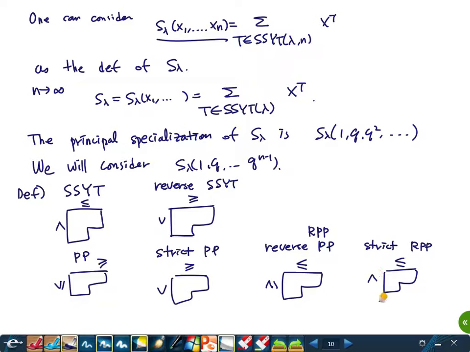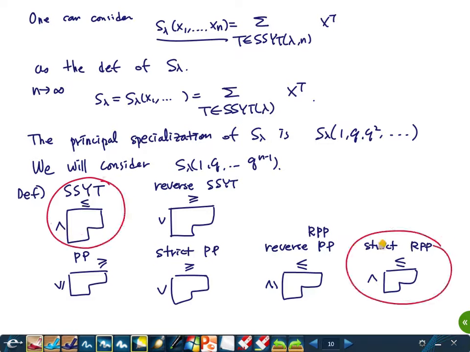But you can notice here that some of them are really the same. A semi-standard Young tableau is exactly the same as a strict reverse plane partition. So you don't have to use this, because it's already there. Semi-standard Young tableau is more common, so we are not going to use this. And also, reverse semi-standard Young tableau is the same as the strict one, right? These two are the same. These two are the same. So we have only four things, basically.